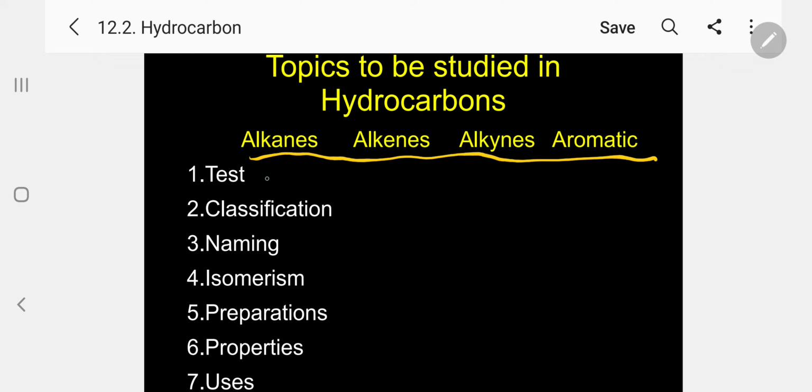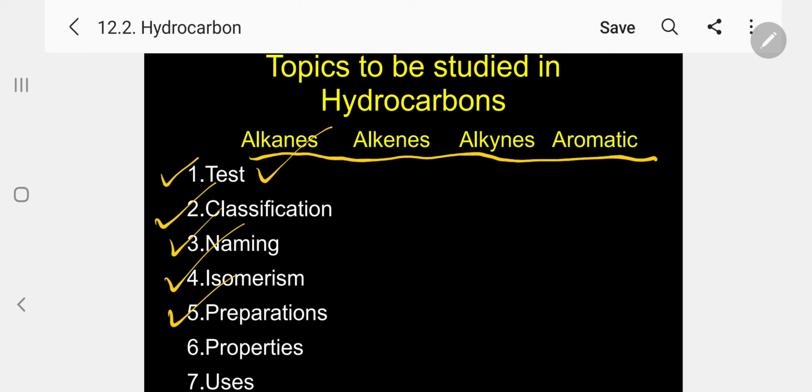For any type of organic compound, we must first study the test for functional group. Here, unfortunately, we should not say the functional group, we have to say only unsaturation. Number 2, classification. Number 3, naming. Under the naming, common name and IUPAC name we have to study. Number 4, isomerism, that is isomerism in alkane, alkene, alkynes we have to study.